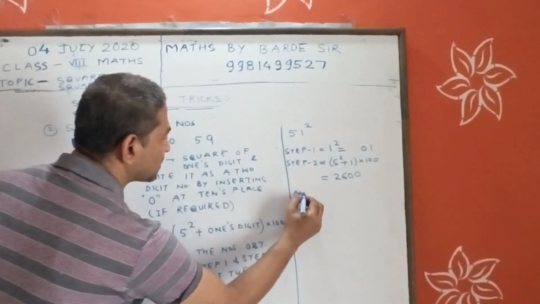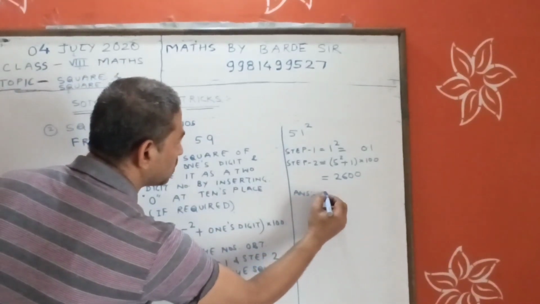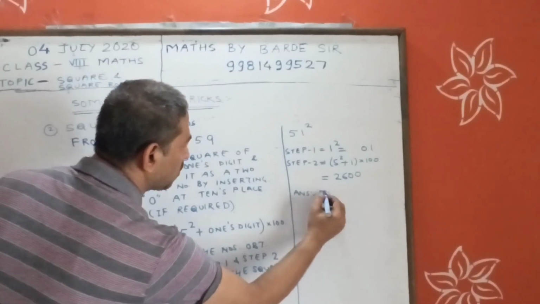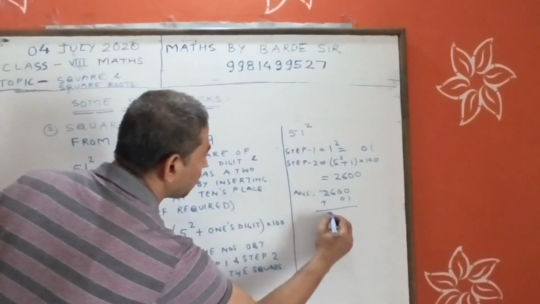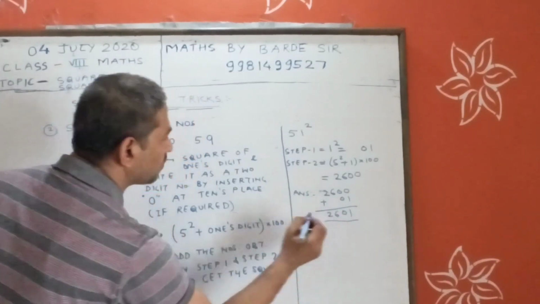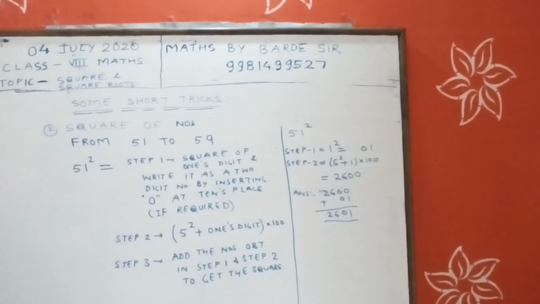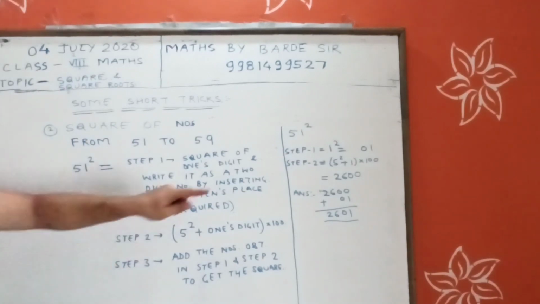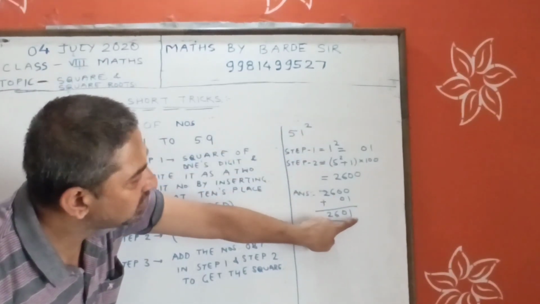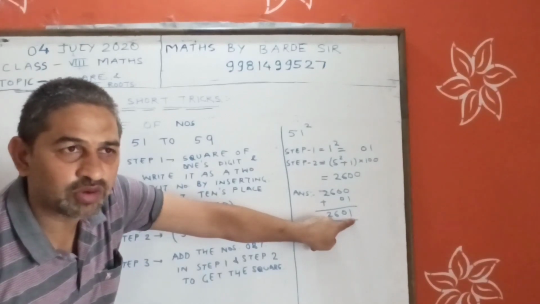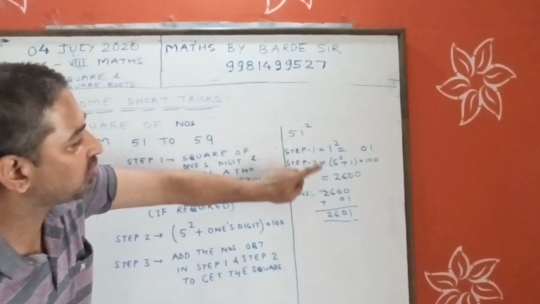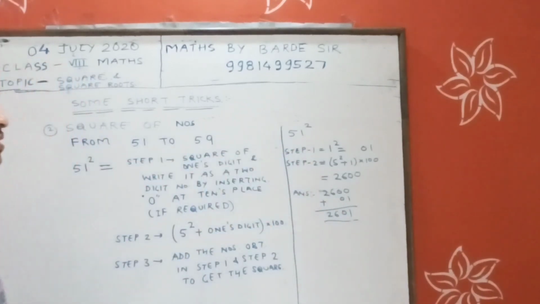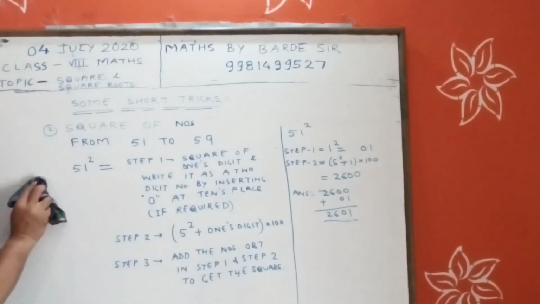So the answer is 01, or we'll write it like this, 2600 plus 01, which is equal to 2601. See, we can write directly 1 square 0 1. The rest we can do orally. 1 square 0 1. 5 square 25 plus 1. It becomes 26, so 2601. Okay. The next one I'll write directly. You can see.